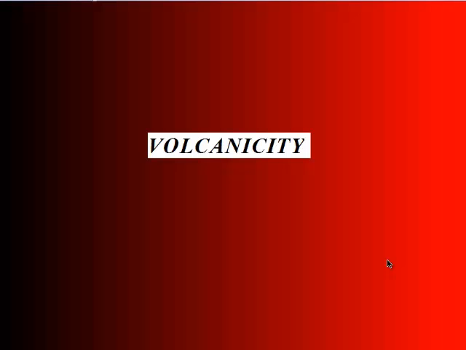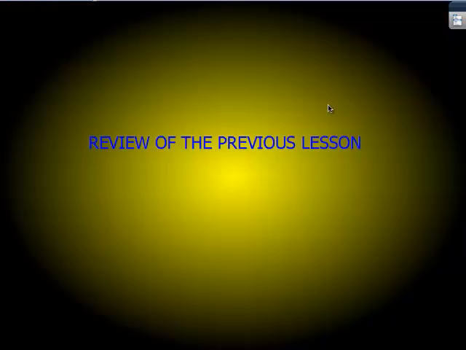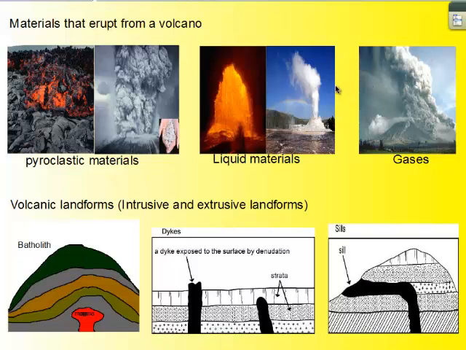Today we're still going to continue with volcanicity. But before that, let us have a review of what we did in the previous lesson. In the previous lesson, we looked at materials that erupt from a volcano. We said there are three major materials that erupt from a volcano. These materials are solid in nature, liquid in nature, or gaseous in nature.